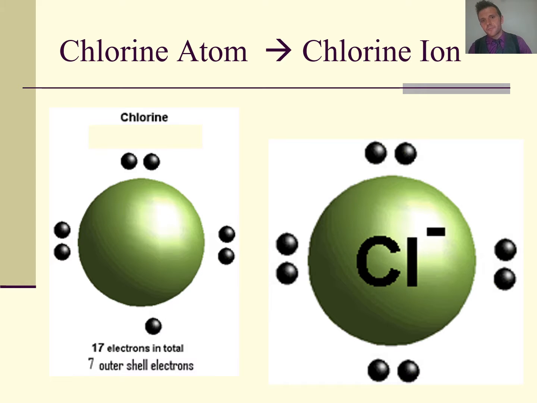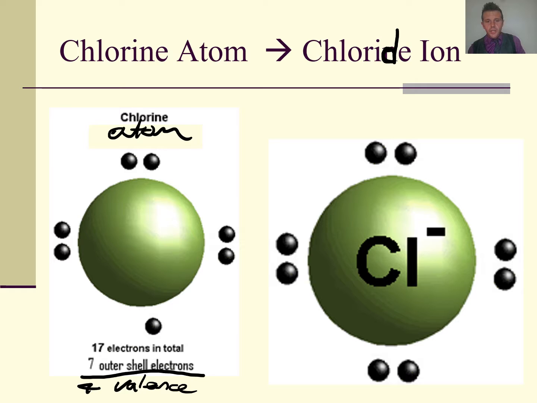A chlorine atom turning into a chlorine ion. So what I'm seeing on this, chloride ion. If it's an anion, if it's a negatively charged ion, it'll end with IDE most of the time. We'll do examples with this as well, don't worry. So on the left here I have my chlorine atom, and it has 7 outer shell electrons, or in other words, it's got 7 valence electrons.